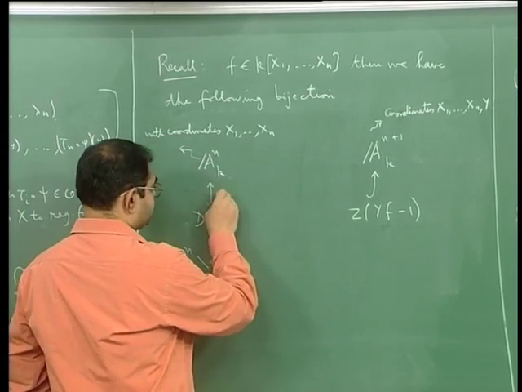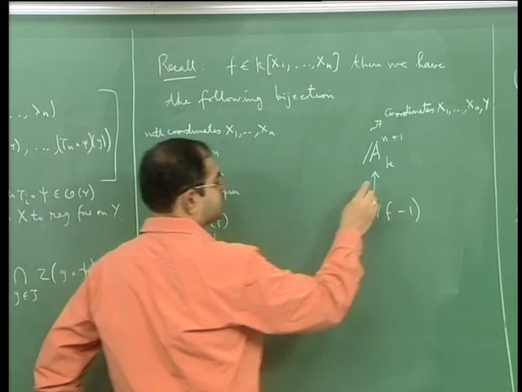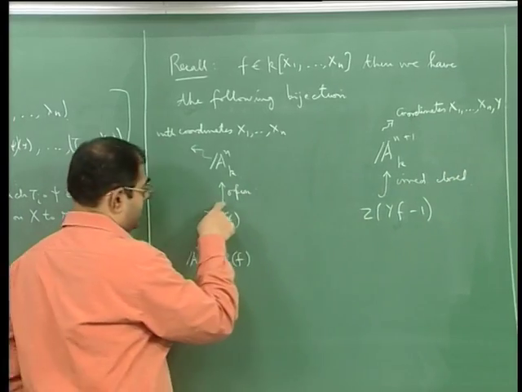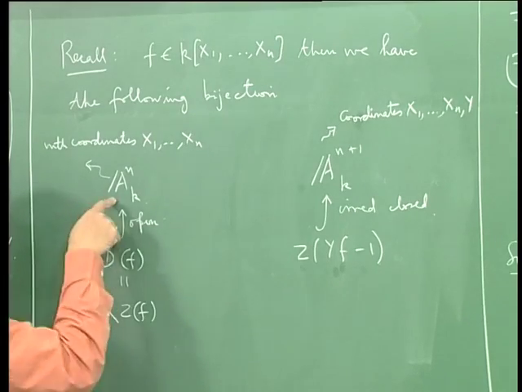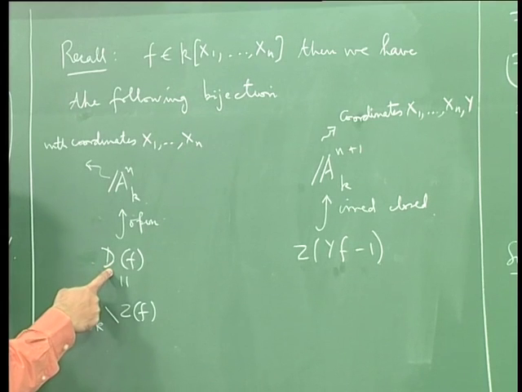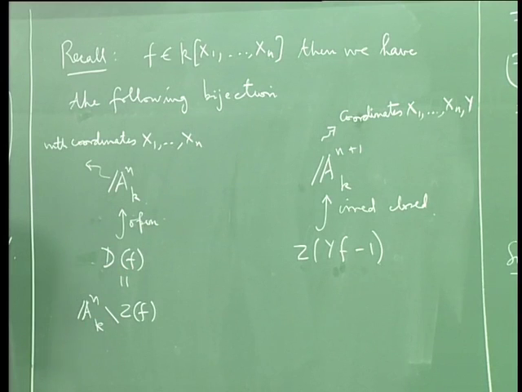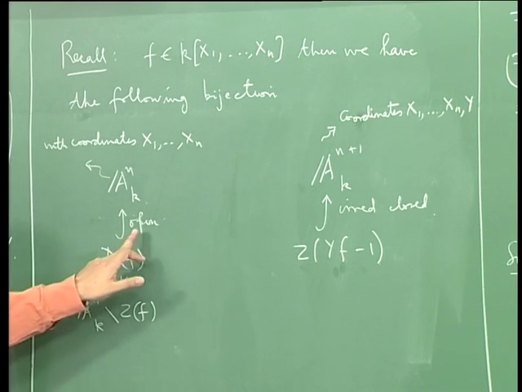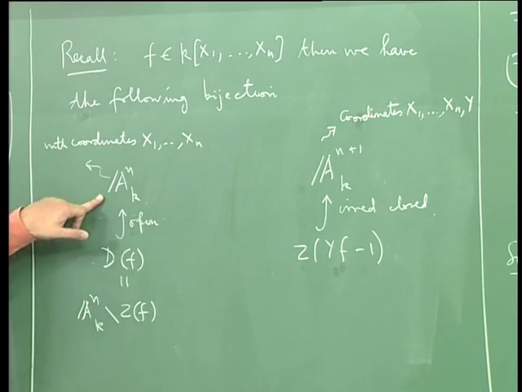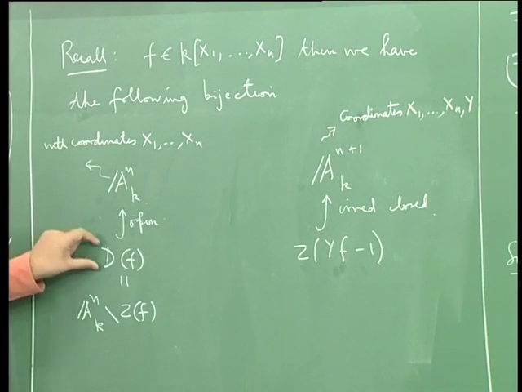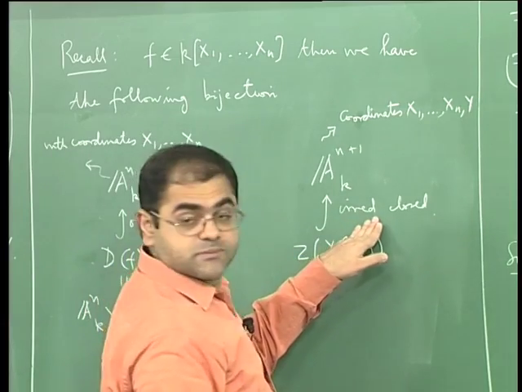Mind you, this is open and this is irreducible and closed. Of course, you must remember that this is a non-empty open subset of affine space, so I am assuming f is a non-constant polynomial. A non-empty open subset of affine space is also irreducible and dense. So this set here is irreducible and dense, and this set here is irreducible and closed.